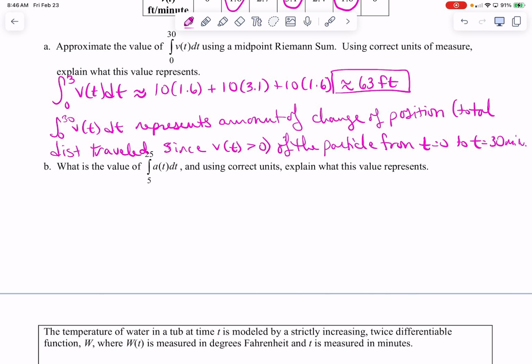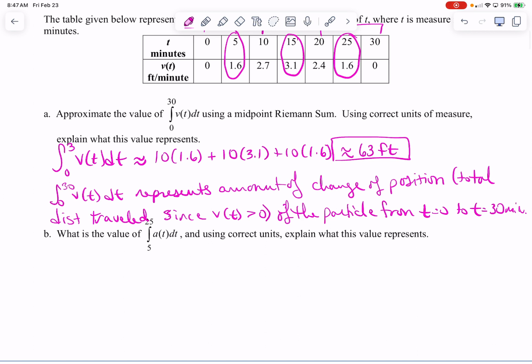Okay, what is the value of the integral from 5 to 25 of a of t dt, and using correct units, explain what this value represents? So how would I figure that when I just have this? Minus v of 5. Yeah, the integral from 5 to 25 of a of t dt is going to equal v of 25 minus v of 5. So that is 1.6 minus 1.6, which is 0 units.